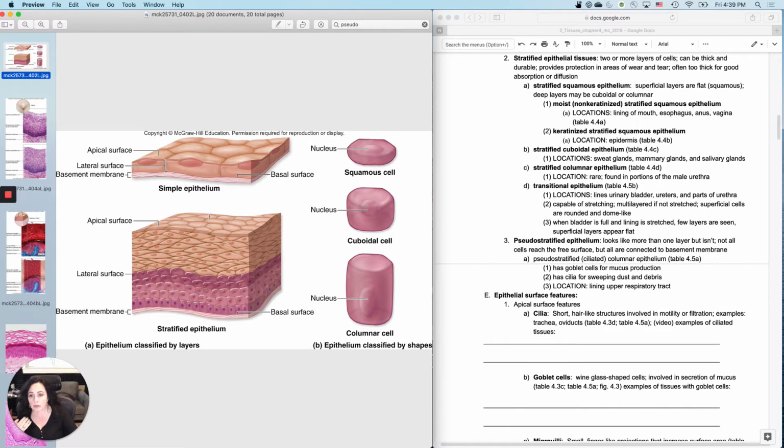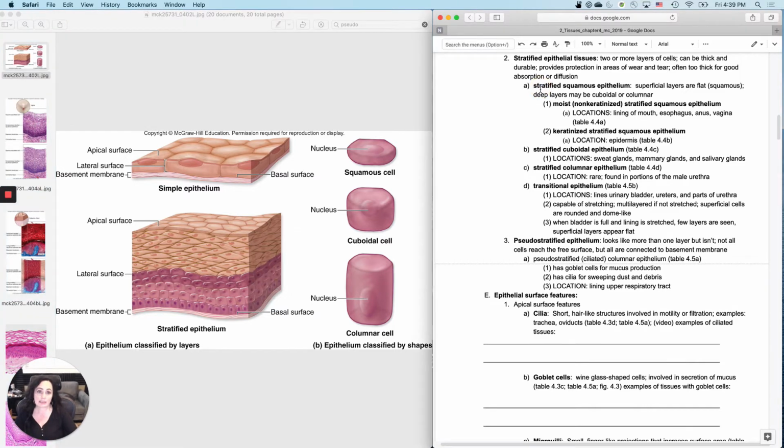And the first word, simple or stratified, usually refers to how many layers of cells I'm going to run into if I go from the apical surface to the basement membrane. If it's one, then it's a simple tissue. If it's more than one, it's a stratified tissue. Okay, so now we are going to be doing the stratified tissues. Let's start with stratified squamous epithelium.